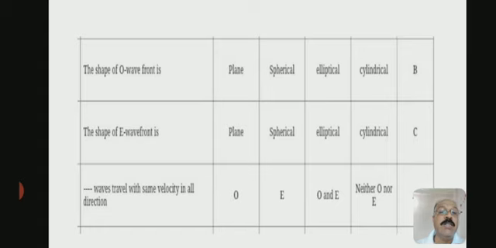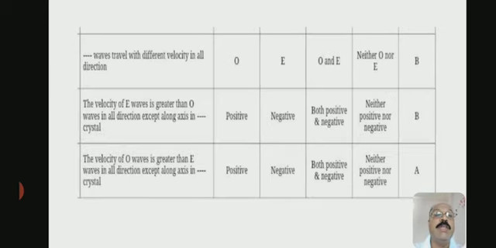Which waves travel with the same velocity in all directions? The option is ordinary waves. Next, which waves travel with different velocities in all directions? That is extraordinary waves. The velocity of E waves is greater than O waves in all directions except along the axis in which crystal? That is a negative crystal. The velocity of ordinary waves is greater than extraordinary waves in all directions except along the axis in which crystal? That is a positive crystal.